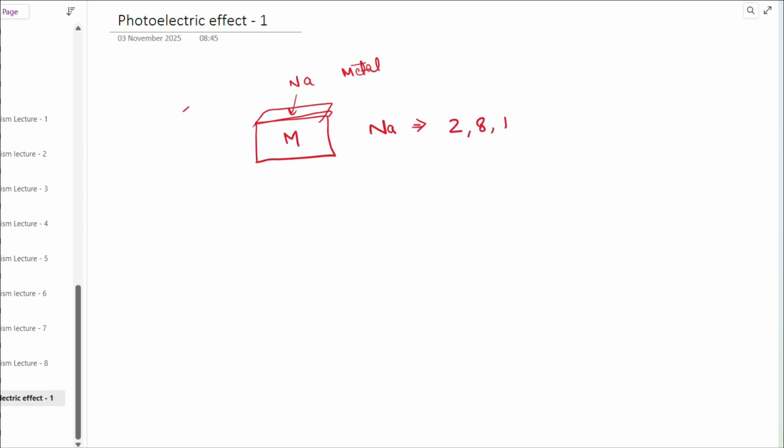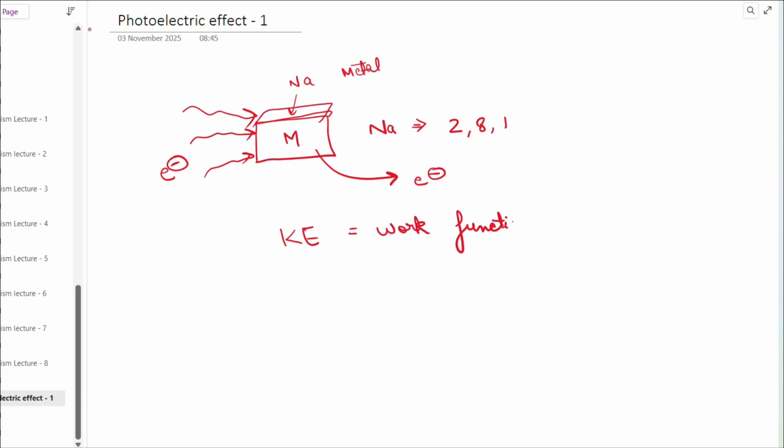Suppose the electrons hit the metal. Electrons will hit the metal, so electrons will get ejected. The kinetic energy will be the work function of the electron. So the work function will be h nu naught.